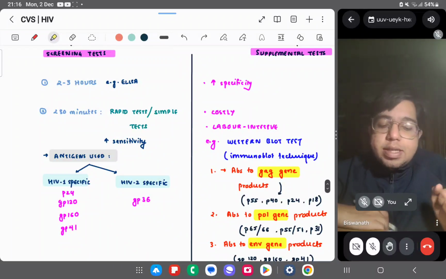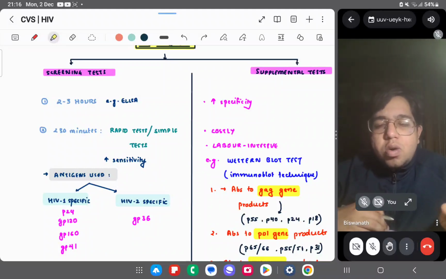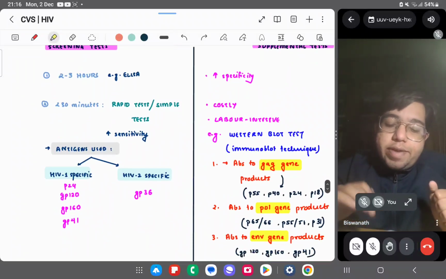So the screening test is basically ELISA, which will take somewhere like 2 to 3 hours, but ELISA is a good method, right? But some tests are there which will take less than 30 minutes, which are the rapid tests, ICT, which have increased sensitivity.